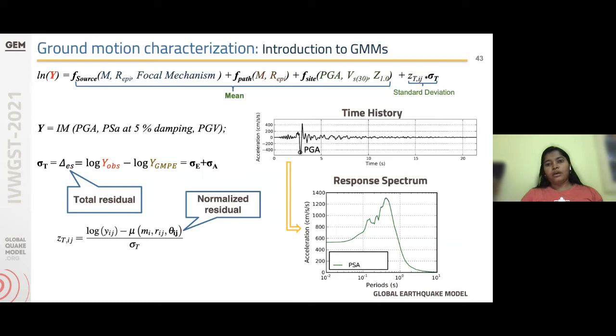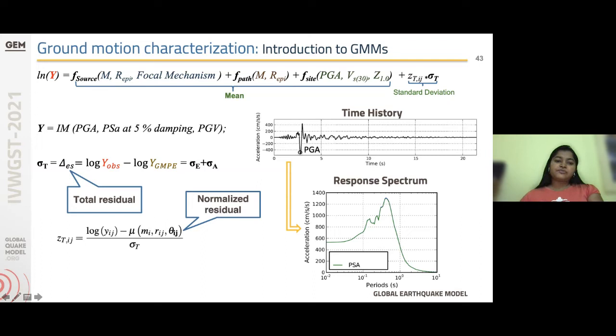Whenever we are trying to fit a model that defines a set of observations, that is, the time histories, there will always be some sort of disagreement or mismatch between the actual observation and what a GMPE is capable of predicting.